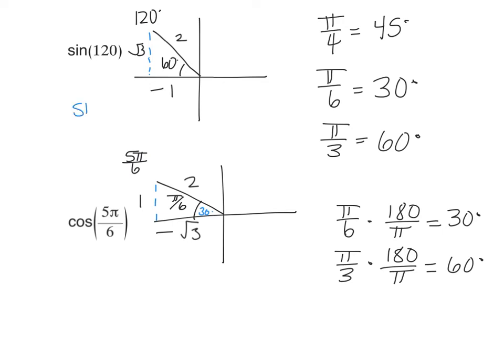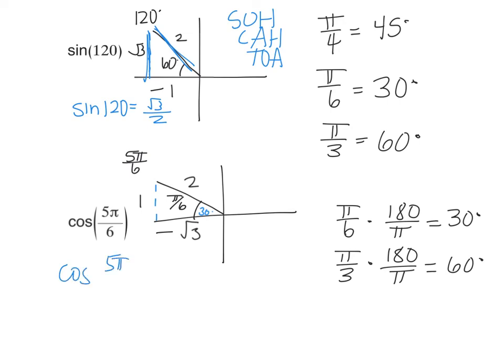So sine of 120 would be equal to, if we keep in mind our SOHCAHTOA, sine is opposite over hypotenuse, so opposite over hypotenuse is square root of 3 over 2. If we do the cosine of 5 pi over 6, well, that's adjacent over hypotenuse, so negative square root of 3 over 2. So take a minute and recognize how these are similar and different, and just note that.